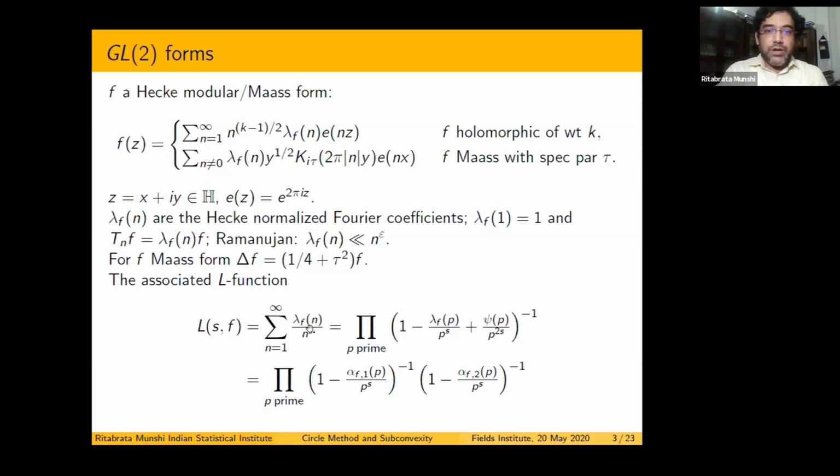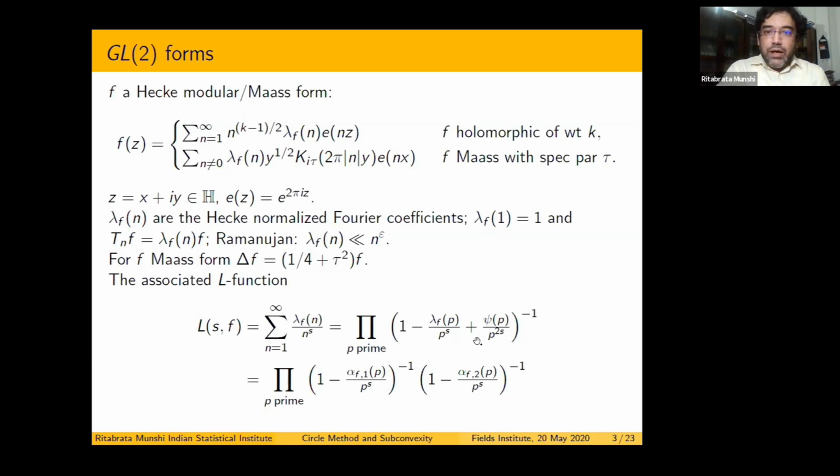So you take those normalized Fourier coefficients λ_f(n) and divide by n to the power s, summed over n. So it's the standard Dirichlet series. And as we are assuming that f is a Hecke eigenform, the λ_f(n) are Hecke eigenvalues, so there are some multiplicativity conditions on λ_f(n), and the Dirichlet series is also given by this Euler product. You can see it's a degree 2 Euler product. The ψ over here is the nebentypus of f.